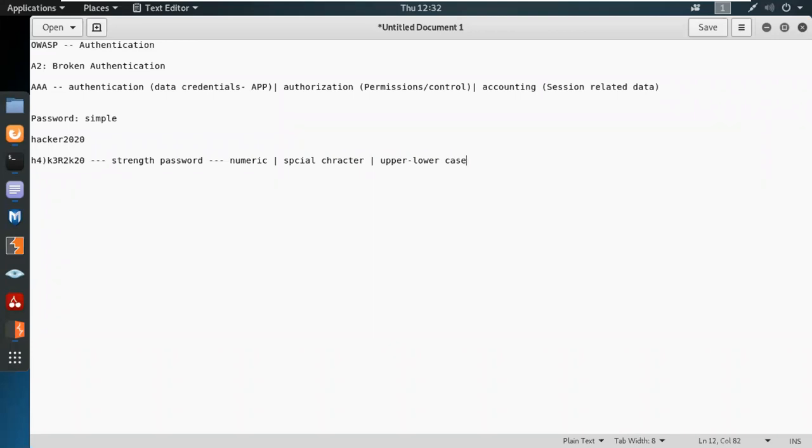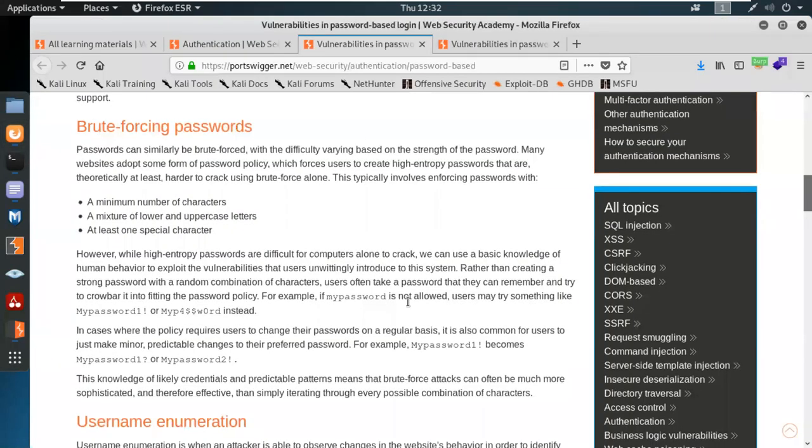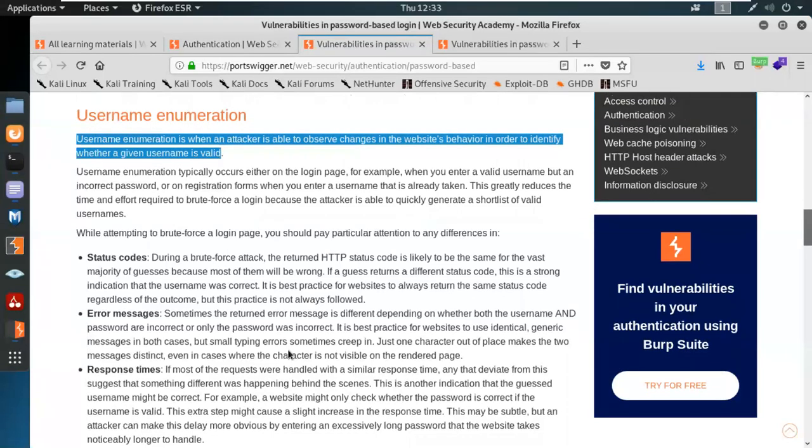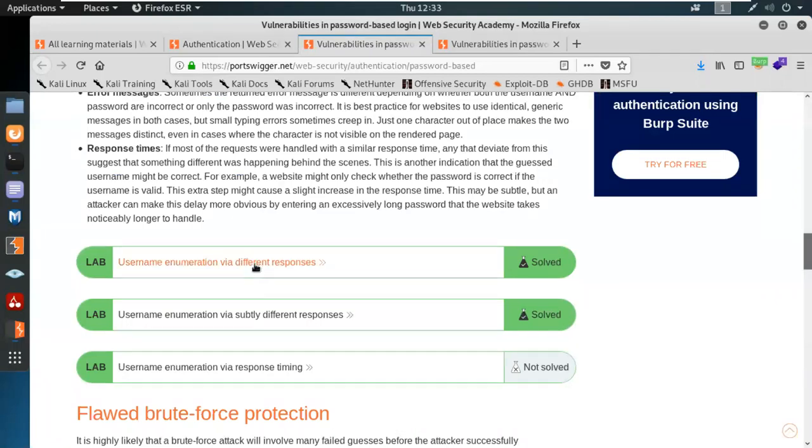So in this scenario, what we're gonna do over here, we're gonna try to enumerate these things. So let's have a look. What would be the possibilities? Our first trial would be to properly guess the username, a correct username to be understandable. Username enumeration is when an attacker is able to observe the changes in the web application behavior in order to identify whether the given username is valid or not. Yes. So we're gonna try to enumerate the usernames over here. So let's try with the first one.